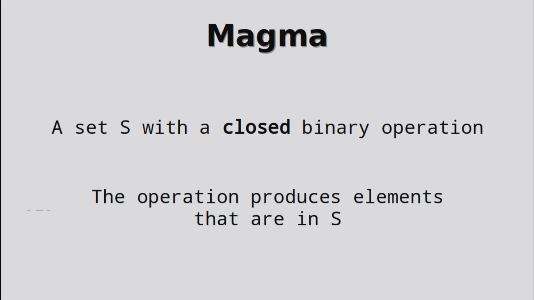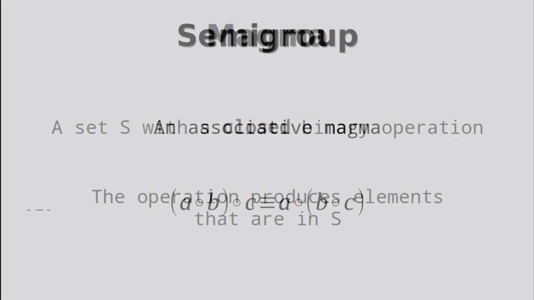So this means that the operation takes two elements from the set S and produces a new element that is again in the set S. S, of course, would be a domain of this algebraic structure, and the operation that we just defined is the operation of this algebra. And that's about it.